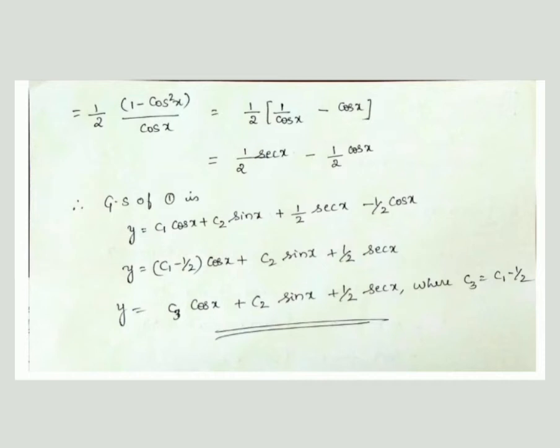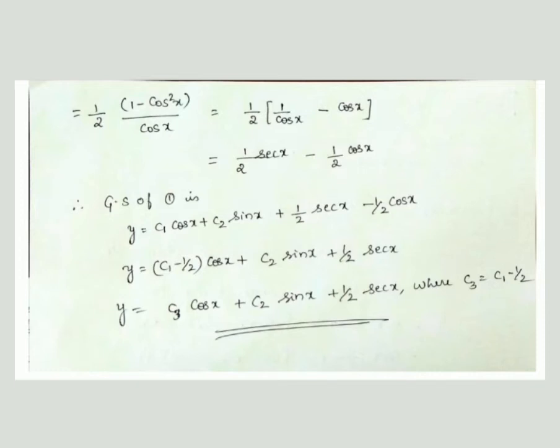Again simplify: half into 1 by cos x minus cos square x by cos x. Here one cos x will get cancelled, so we are left with only cos x in the numerator, that is minus cos x. So that is equal to half into 1 by cos x, which is secant x, minus half into cos x. Therefore the general solution of equation number 1 is c1 into cos x plus c2 into sin x, plus the particular integral, which is half secant x minus half cos x.